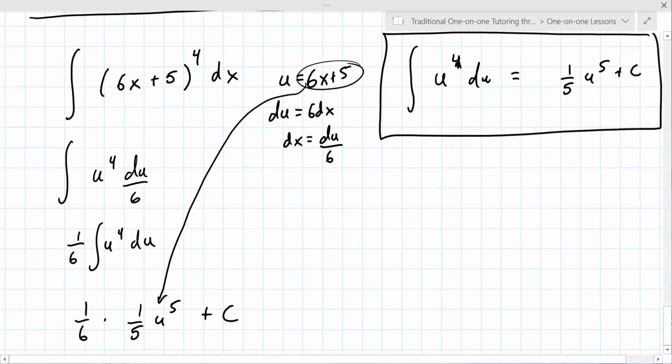Okay, now you've got to simplify. So this is 1/30 times (6x plus 5) to the power of 5 plus c.